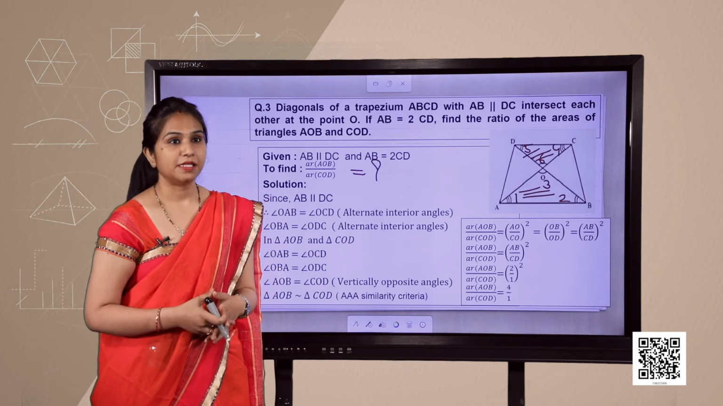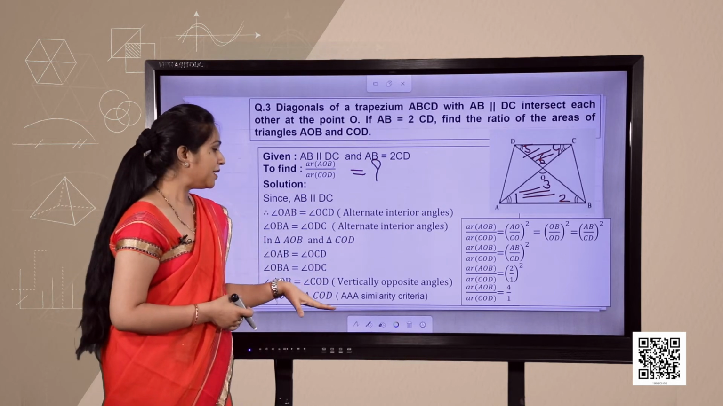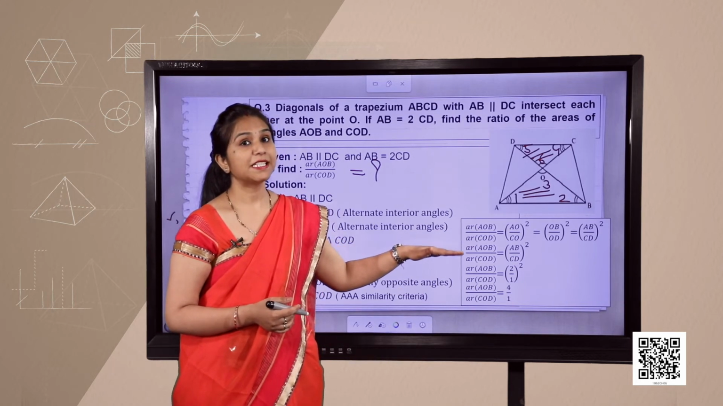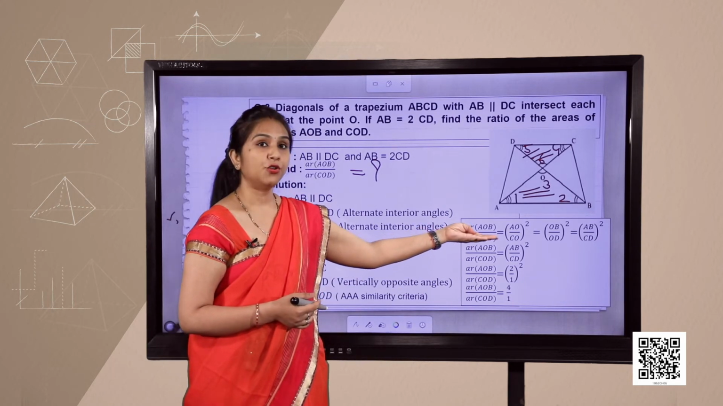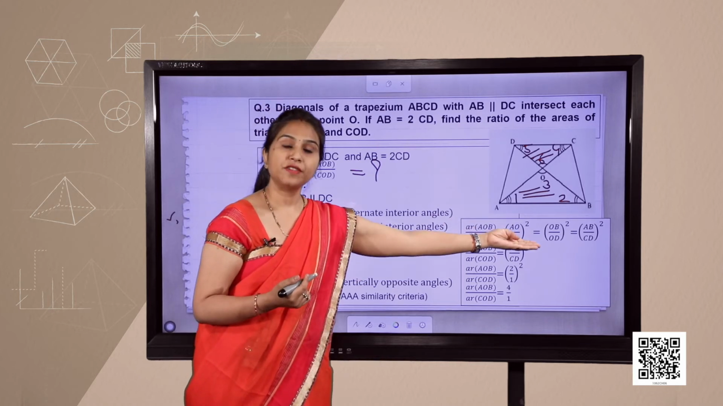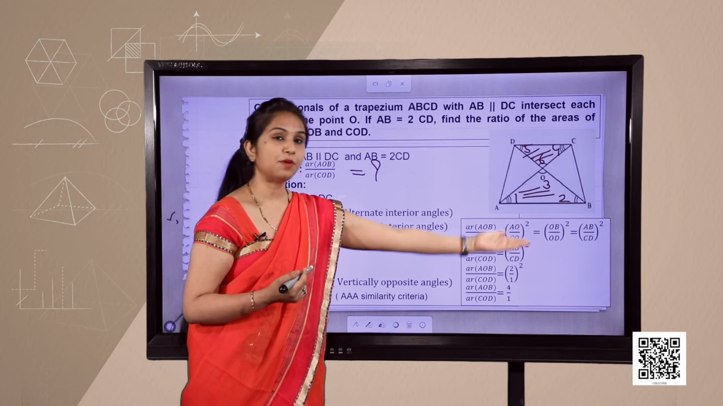Now, once the triangles become similar, after writing similarity, you can write by using theorem 6.6, area of AOB upon area of COD is equal to the square of the ratio of their corresponding sides. Write down their corresponding sides.